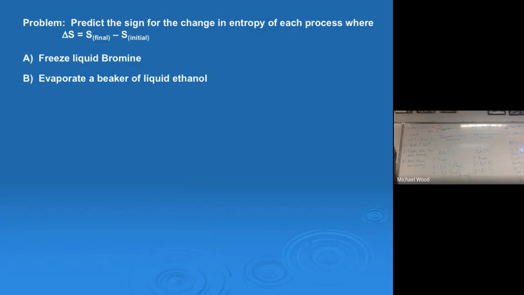Okay, evaporate a beaker of liquid ethanol. Simply, is it positive or negative? What it's ending up as here, the product or the final, is gas, and where it started out was liquid. So this one, B, would be positive, meaning the entropy is increasing.